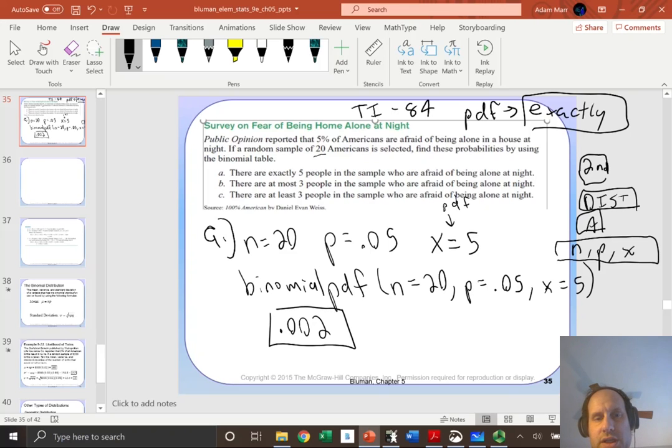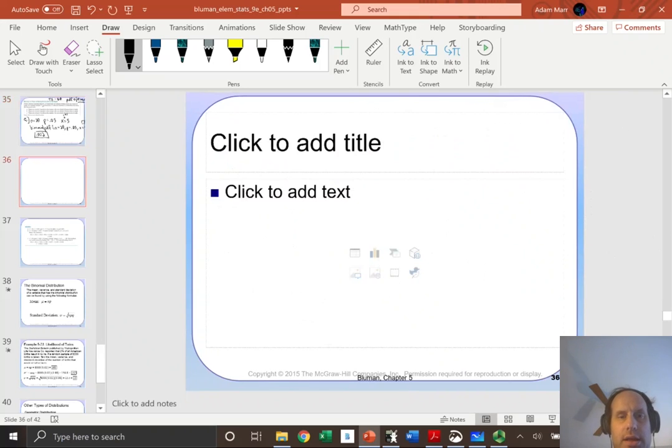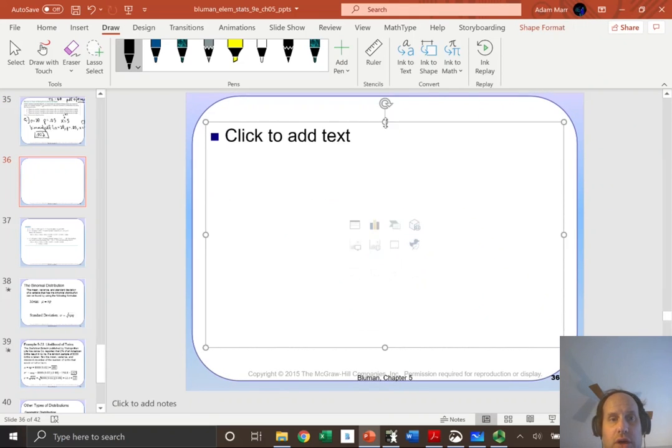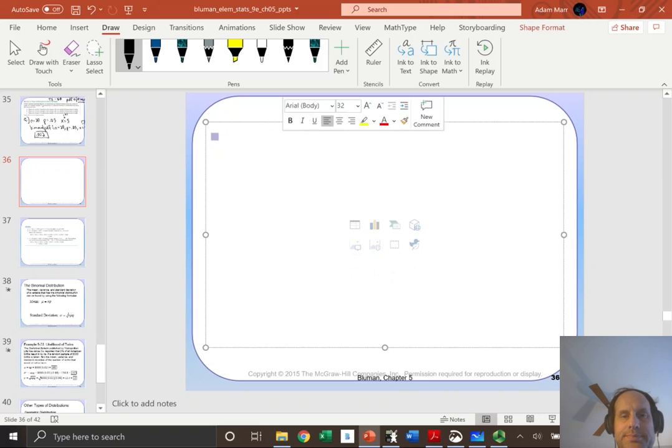All right, so there's a 0.002 probability of exactly 5 people in the sample out of 20 who are afraid of being alone at night. Okay? Now, let's take a look at B. That's a little different. There are at most 3 people in the sample of 20 who are afraid of being alone at night. Let me rewrite that right here. So there's at most 3 people out of 20 who are afraid of being alone at night.